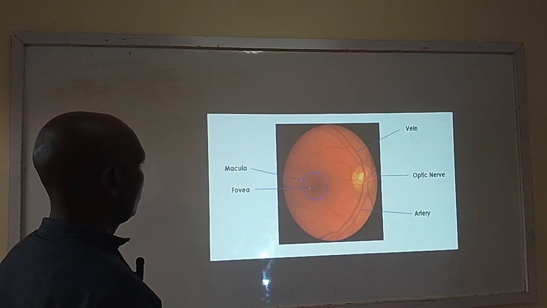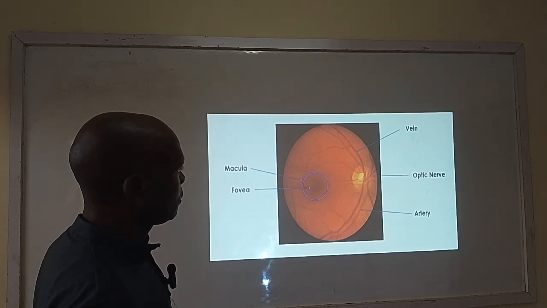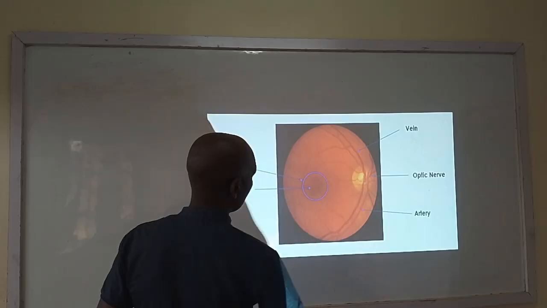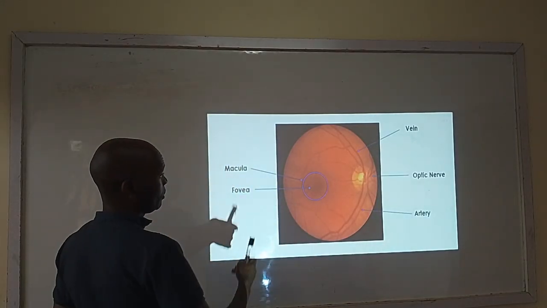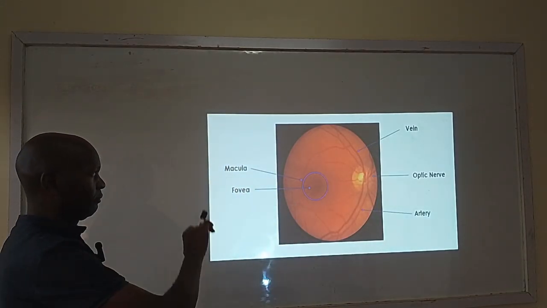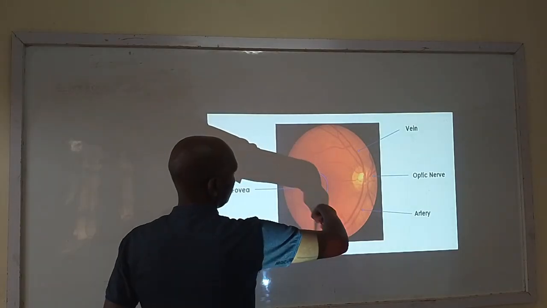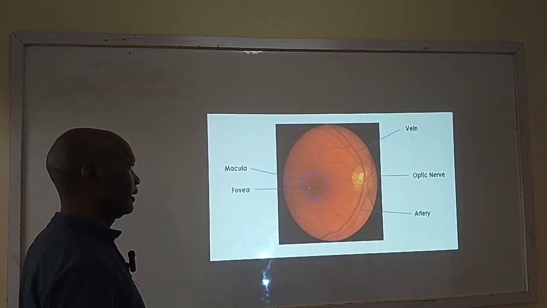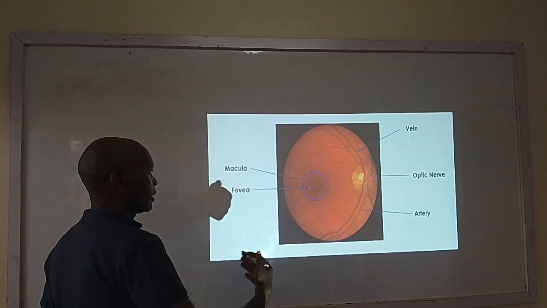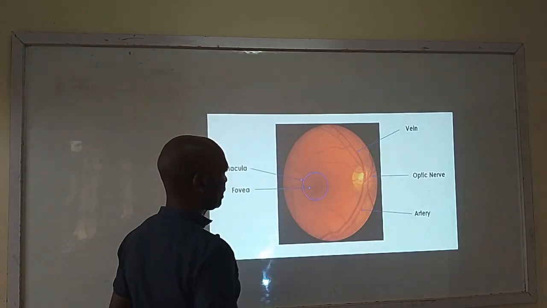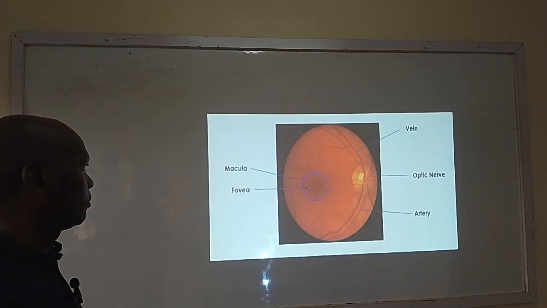This is how the fundus looks like. When you do a fundoscopy, you see this, this is what we are referring to as the red reflex. So what you are seeing in the pupil when you are doing a fundoscopy is a reflection of these structures here. So the posterior aspect of the eye looks like this when examined through an ophthalmoscope.